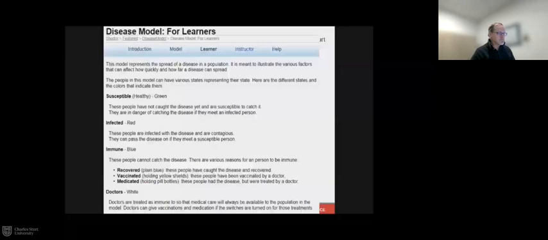If we look at some of those others, susceptible, that's quite clear. The immune ones, those people cannot catch the disease. They can either be immune because they were infected and recovered, they've been vaccinated, and you'll see them by holding yellow shields, or they've been medicated and they'll be holding pill bottles.